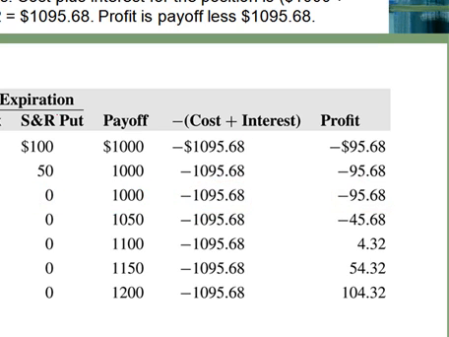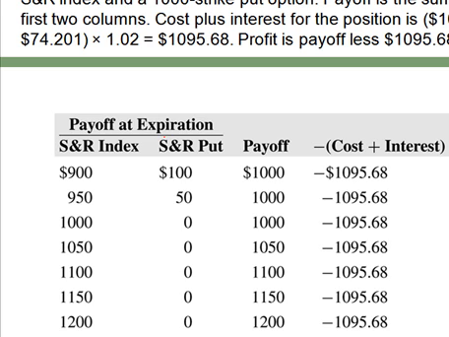Let's suppose, for example, that the S&R index ended up going down in value to $900. Well, in that case, you would have lost $100 on your position, a full $100. But the put option in this case finishes in the money by $100. The reason why is that, remember, with the put option just considered by itself, it's now giving you the right to sell that underlying asset for $1,000 when the market price is only $900.